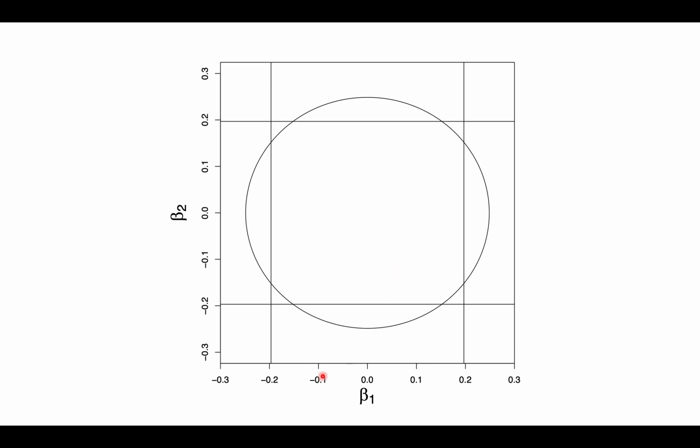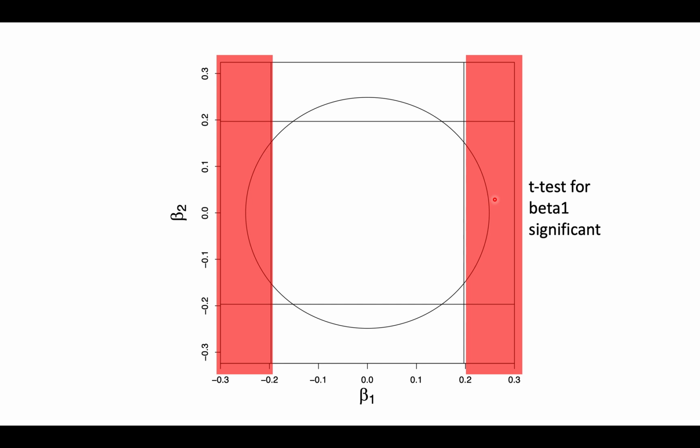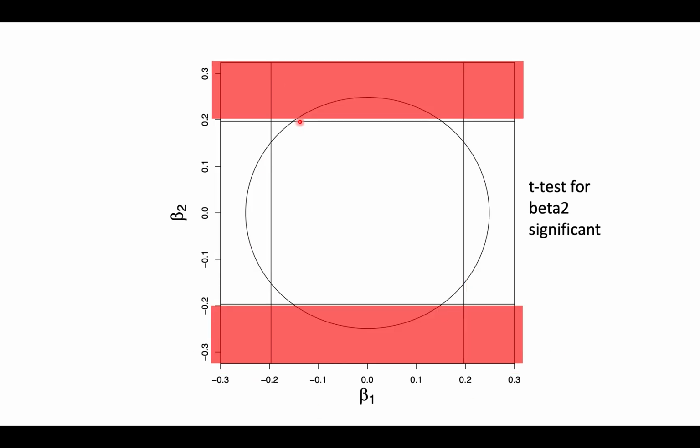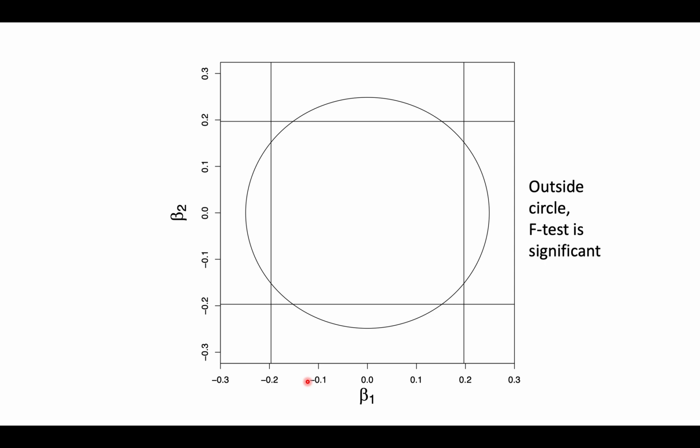So the way this works is we have our beta 1 parameter values here, the beta 2 values here. Within this circle, the f-test, okay, here, I have it here. So outside of these lines, the t-test for beta 1 is significant. So here's beta 1 on this axis. Those are the magnitudes of beta 1. So to here or to here, t-test for beta 1 is significant. Above or below these two lines, the t-test for beta 2 is significant. And then outside the circle, the f-test is significant. So there's a lot going on here. So let's focus on some of these different regions.